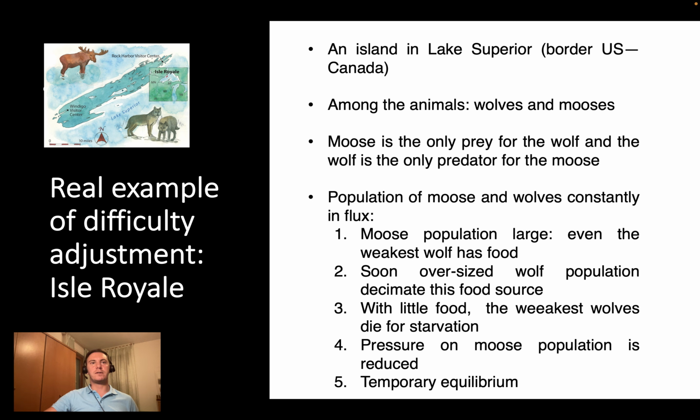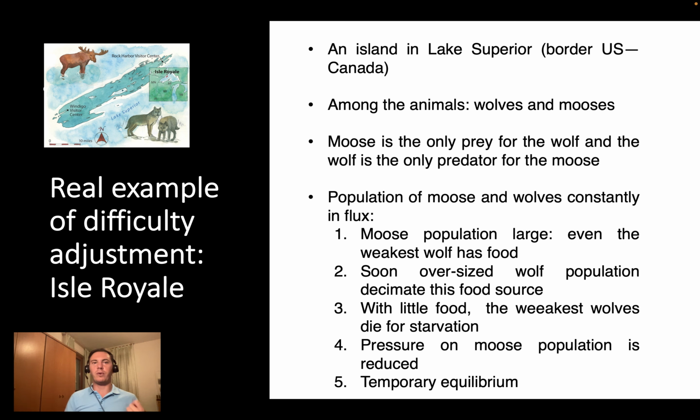The populations of moose and wolves on the island are constantly in flux. In fact, when the moose population is large relative to the wolves, even the weakest, slowest, oldest wolves get fed. But soon the oversized wolf population decimates this food source. Now, with little food for the wolves, the weakest will die from starvation, which reduces the pressure on the moose population. It's a flux of the population of wolves and moose. Eventually, a temporary equilibrium is reached. As it turns out, ecology comes with a built-in difficulty adjustment.